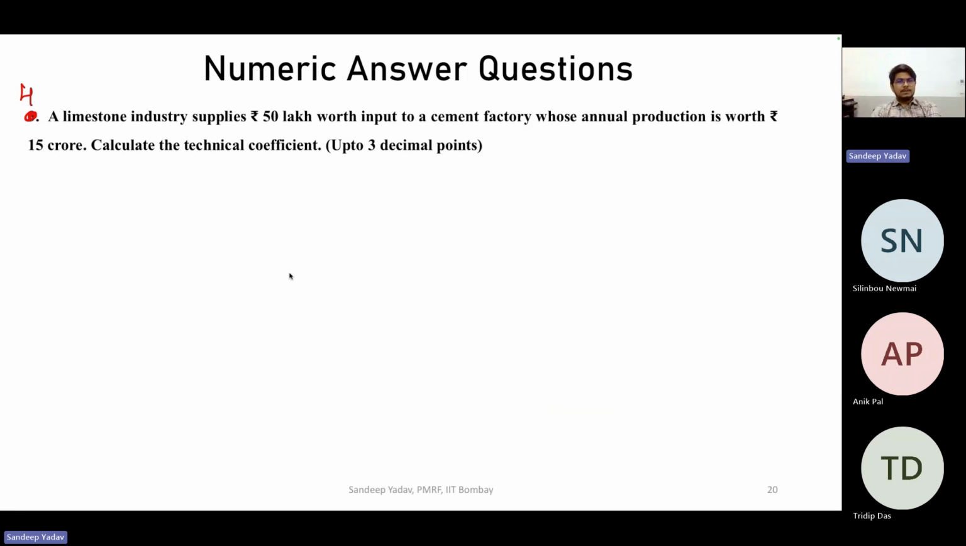A limestone industry supplies 50 lakhs worth of input to a cement factory whose annual production is rupees 15 crores. Calculate the technical coefficient. We have just solved this type of question recently.